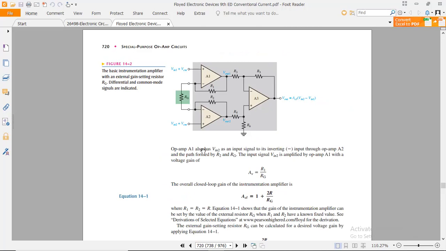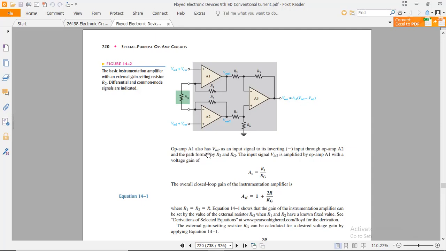This is the whole package in which the basic instrumentation amplifier is connected with an external gain setting resistor RG at this level. It is connected for setting purposes. Differential and common mode signals are indicated here, and this shows the output at this level, output 1 and output 2 of the operational amplifiers A1 and A2 respectively, providing to A3, and the overall output is generated at this side.